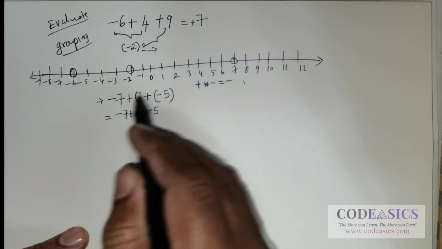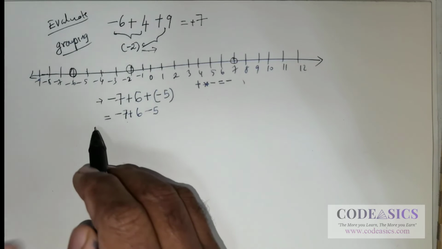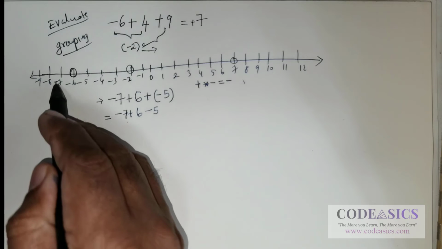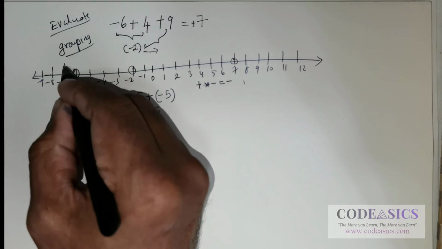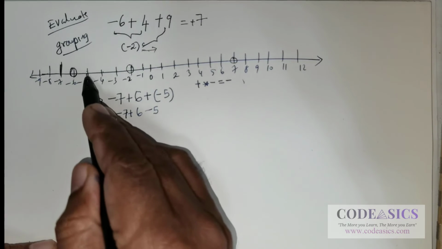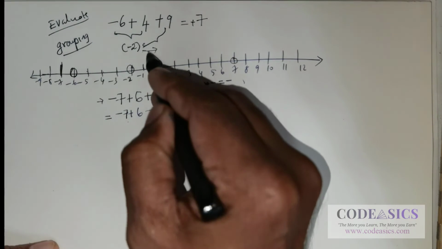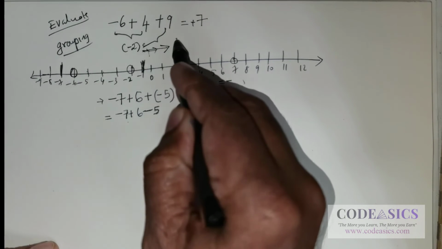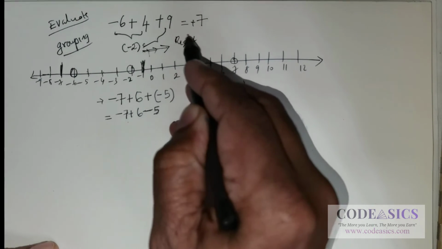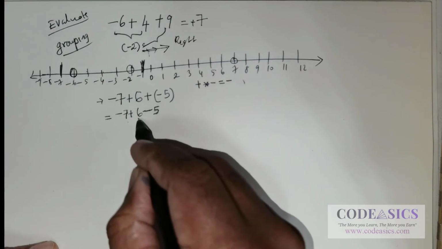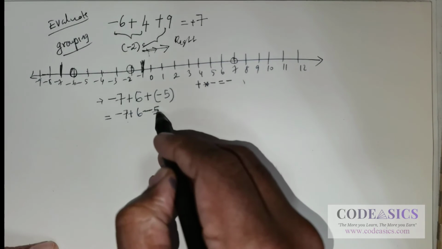So now we need to use the number line and perform the evaluation. Go to negative 7, look for negative 7. So I've got negative 7 here. To negative 7, add 6 units. So it's going to be 1, 2, 3, 4, 5, 6. I've reached here. When you're moving towards the right, it's addition. When we are moving towards the left, it's subtraction. So from the outcome, we are subtracting 5.